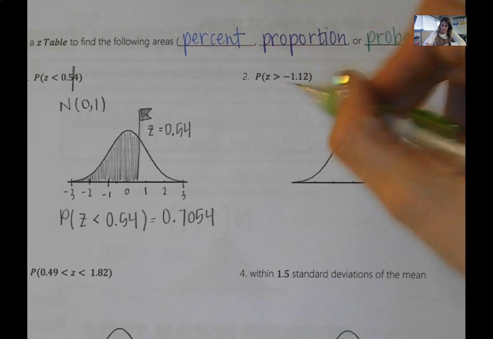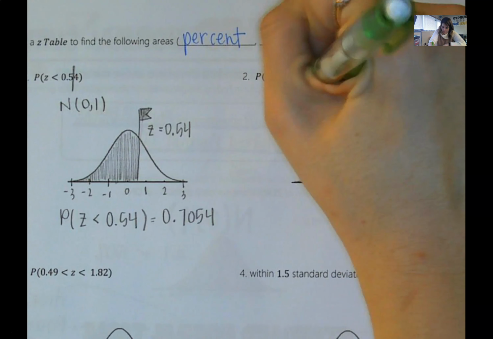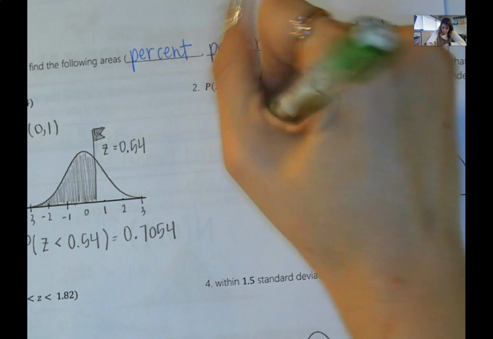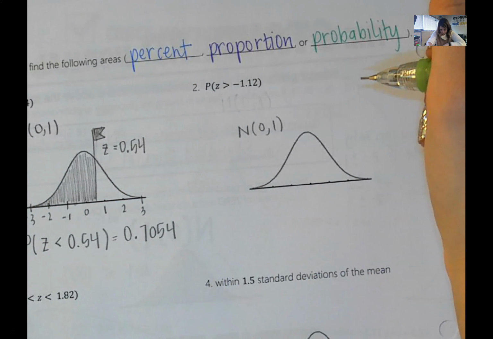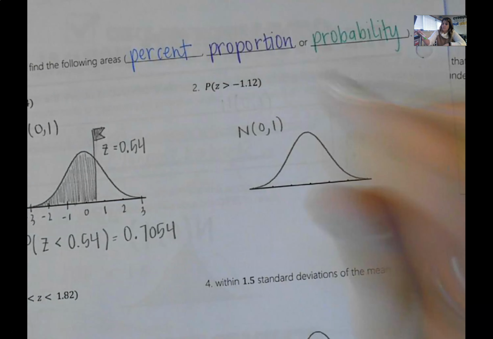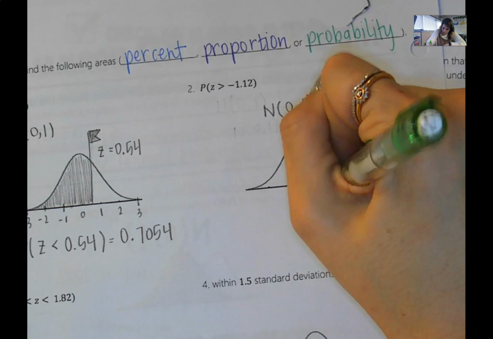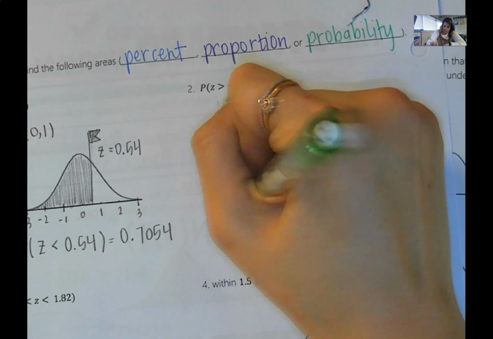Okay, next up is a z of negative 1.12. So I list the parameters for my curve. Guess I can get it a little bit closer than that. I plant my flag. Oh, just kidding. We need to label the x-axis. So 0 in the middle, 1, 2, 3, -1, -2, -3.